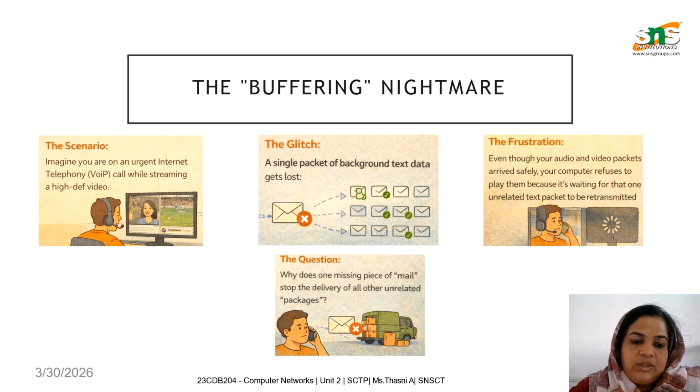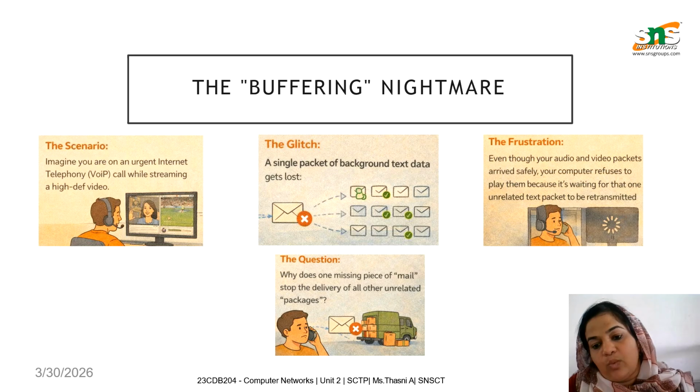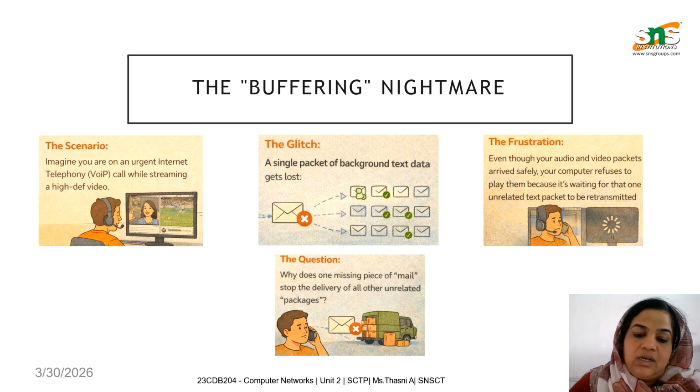We have a scenario here. Imagine you are on an urgent internet telephony call like VoIP, or streaming a high definition video. Actually, some glitch is happening, like a single packet of background text data is getting lost. So you are getting frustrated, because even though your audio and video packets arrived safely, your computer refuses to play them because it's waiting for that one unrelated text packet to be transmitted. So here the question is, why does one missing piece of mail stop the delivery of all other unrelated packets?